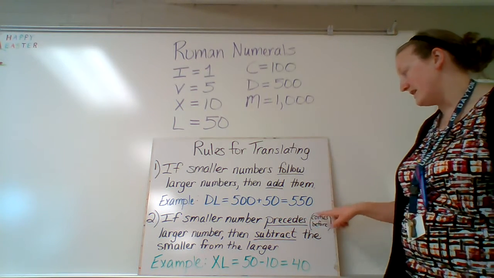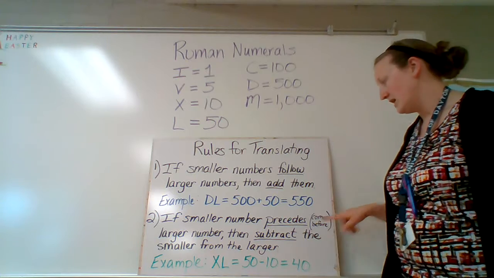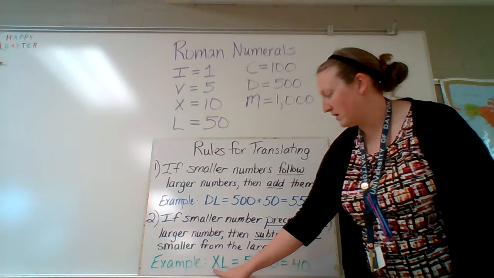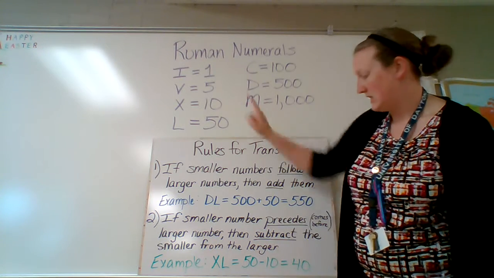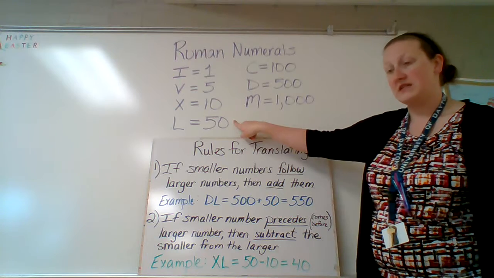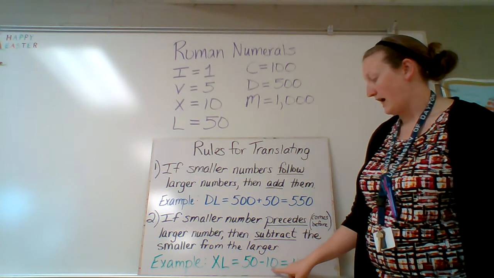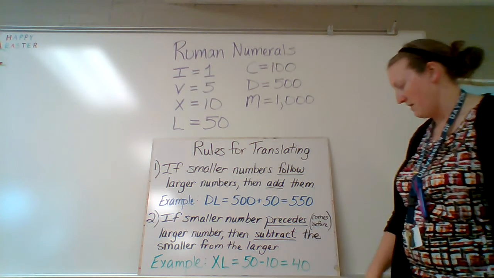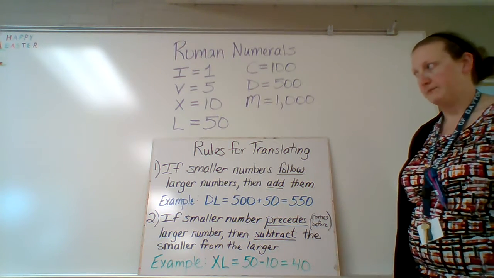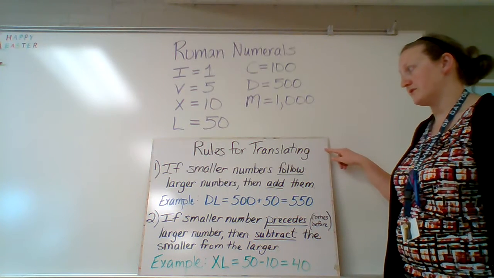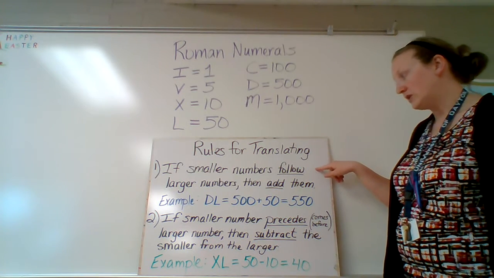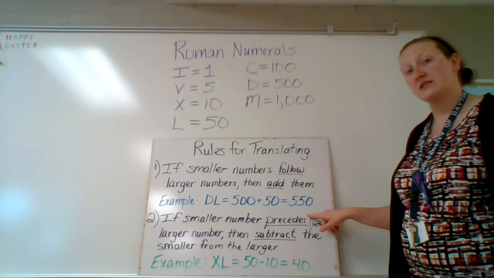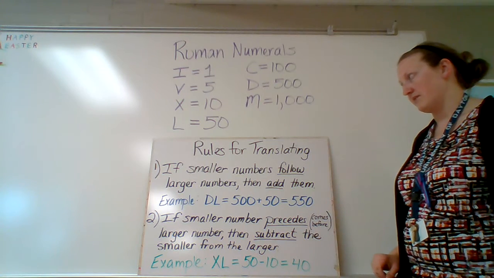So if a smaller number precedes or comes before the larger number, then we subtract the smaller number from the larger number. So since I have my smaller number first, X is 10, and L stands for 50, what I'm going to do is I'm going to subtract my smaller number, my 10, from my larger number, my 50. And then my answer for this one is 40. So those are our 2 basic rules for translating. If the smaller numbers follow, then we add them together. If the smaller number precedes or comes first, then we subtract the smaller one from the larger one.